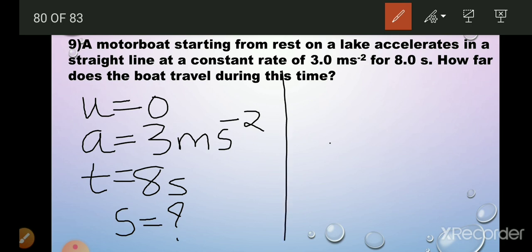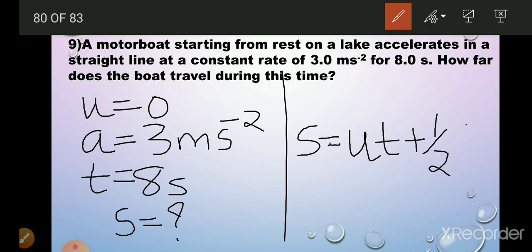So to find the distance traveled, we have the equation s is equal to ut plus half at square. Let us use this equation to solve this, because we know u, a and t.